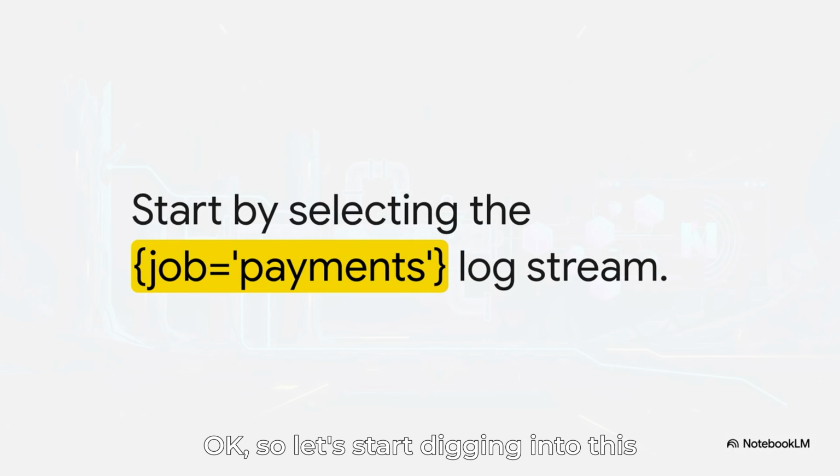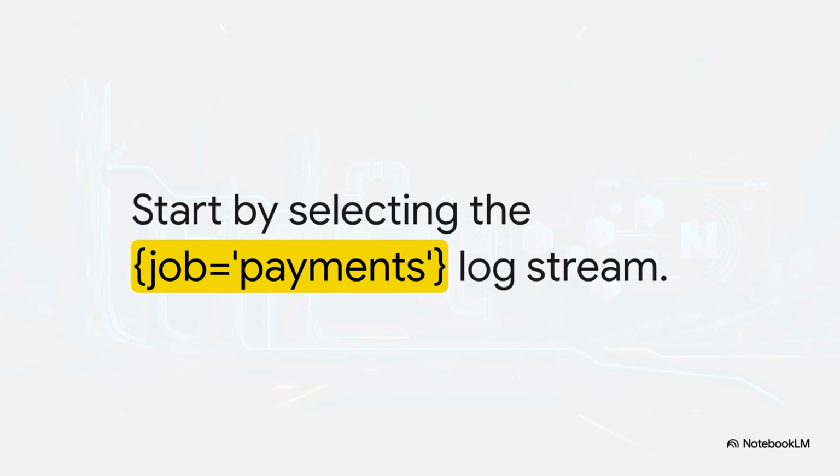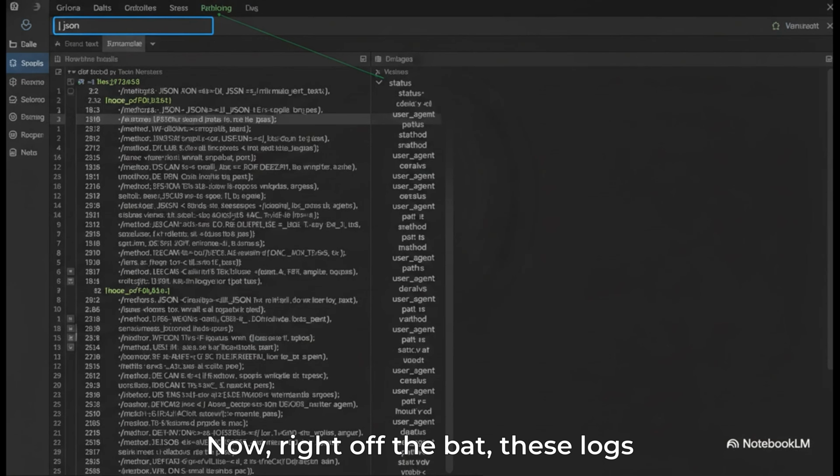Okay, so let's start digging into this by laying down our foundation. We'll use the most basic stream selector. Job equals payments. This just fetches our raw, unfiltered log stream. We're essentially pointing Loki directly at the problem area, pulling in every single log line that the payment service is spitting out. Now, right off the bat, these logs are just a messy wall of text. It's a massive, nested JSON payload, and we all know how painfully slow that is for a human to scan. I mean, staring at raw JSON when production is literally on fire is nobody's idea of a good time.